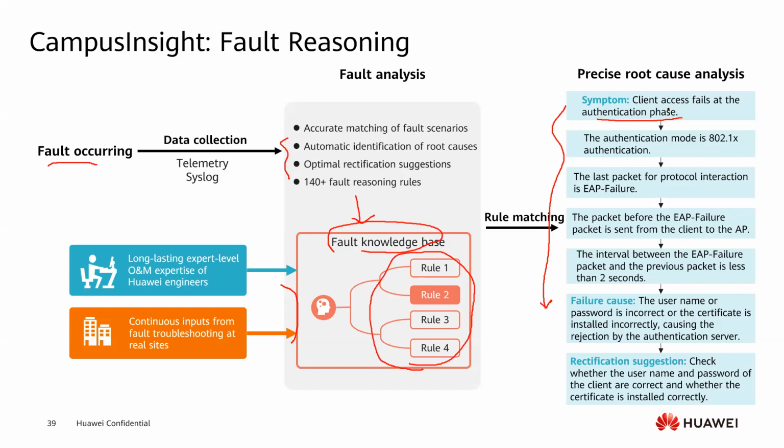And the client has a problem with the access. It has an access failure, and the authentication mode is 802.1x authentication. The last protocol packet is the EAP failure, and the packet before this was sent from the client to the AP, and the interval between this failure packet and the previous packet is less than 2 seconds.